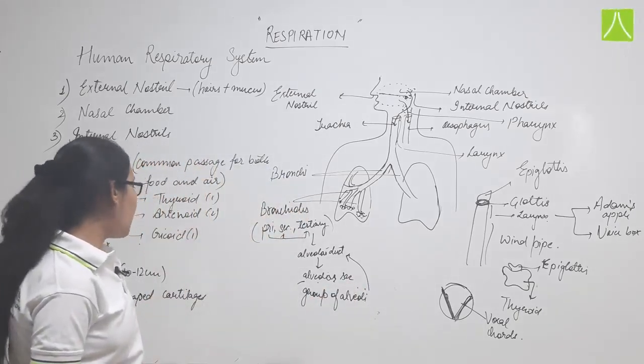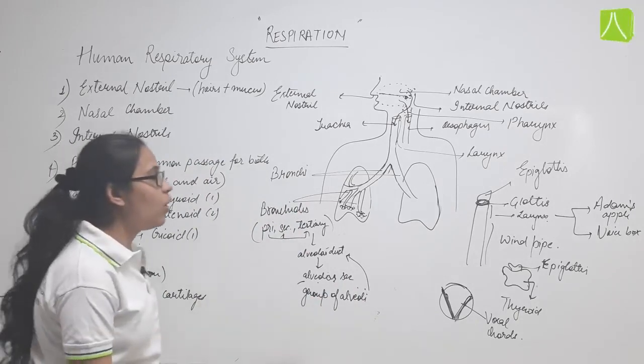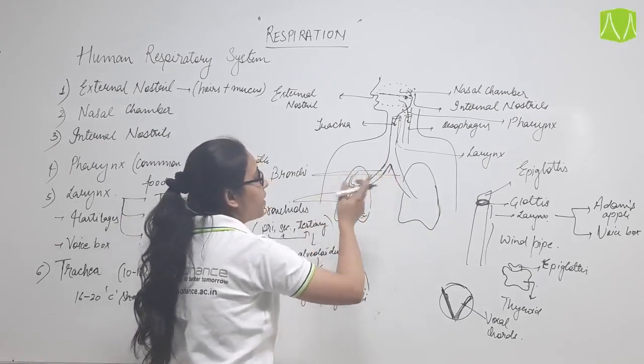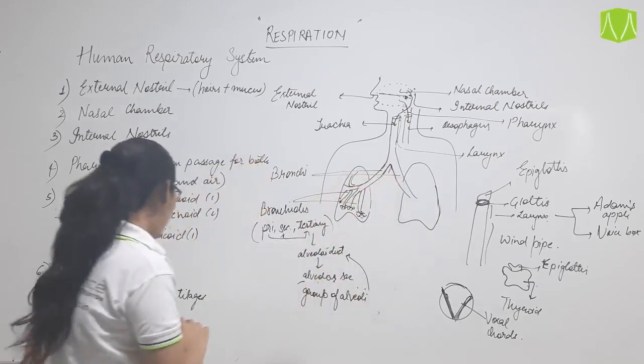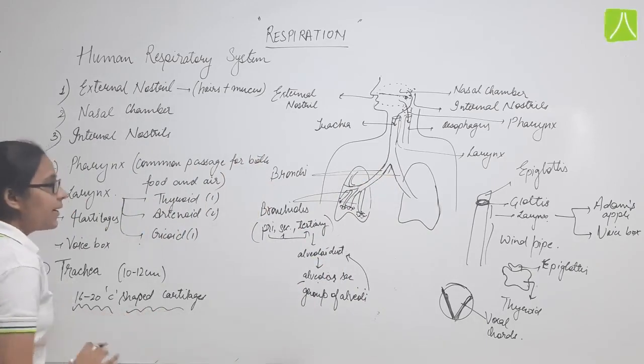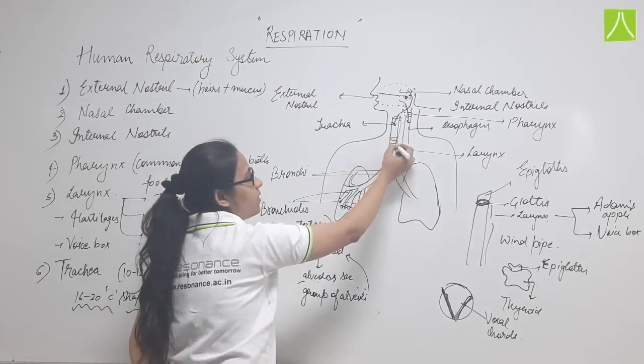So this is about the trachea as well as bronchioles. There is one more thing we have to remember in case of the trachea. I have told you that it is made up of 16 to 20 C-shaped cartilages. That is, the C-shaped cartilage is present like this.